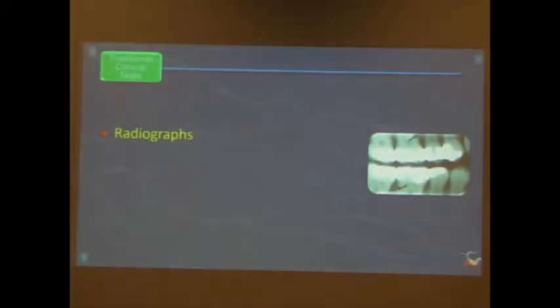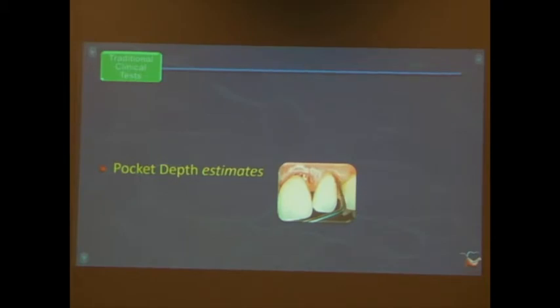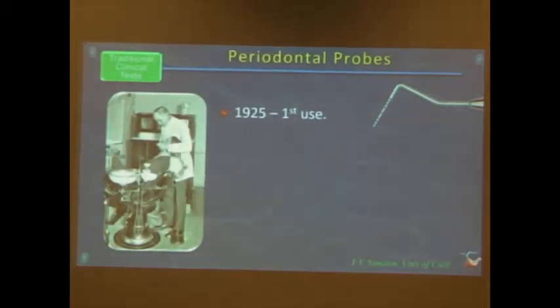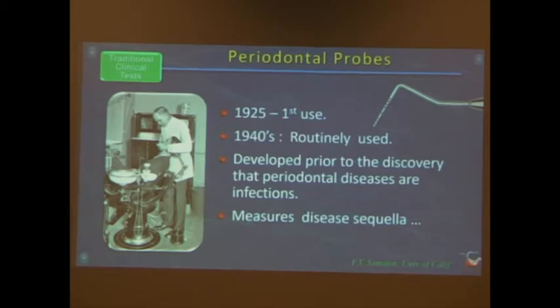Okay. After radiographs, pocket depth estimates. Now, why do I say they're estimates? That's because you have a periodontal probe, which, by the way, the first use of it I found in the literature was 1925. That's how long we've been using periodontal probes. It was only in the 1940s that they became routinely used in dentistry. But all of these probes were developed prior to the realization that we're dealing with an infection. Before then, it was mainly thought to be calculus that was the cause of it, and a physical irritation to the tissue was causing it to withdraw from the tooth. We now know that that's false.